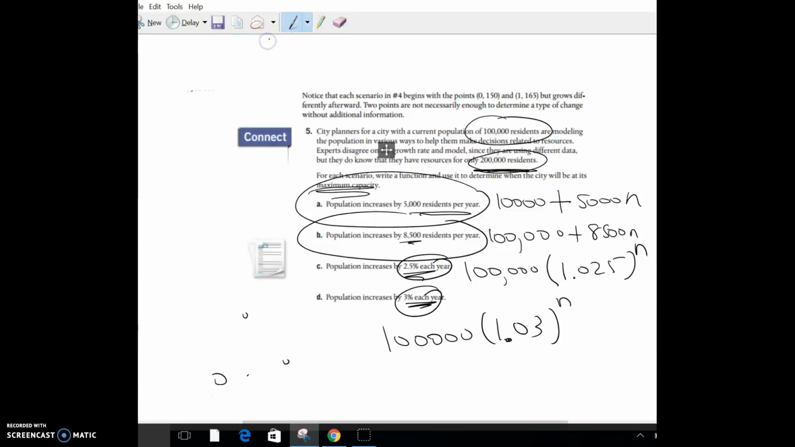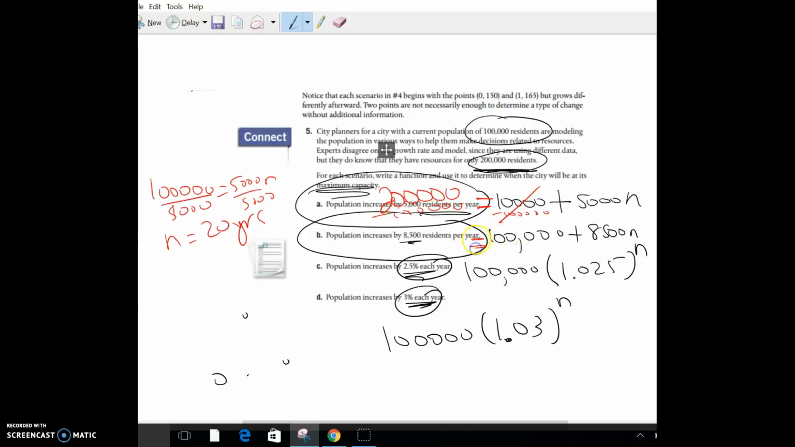So here you could set it equal to 200,000. You could subtract the 100,000 from both sides. And that gives you what? 100,000 equals 5,000 n, and divide. And so you should end up with exactly 20 years. So after 20 years, they're going to be at capacity.